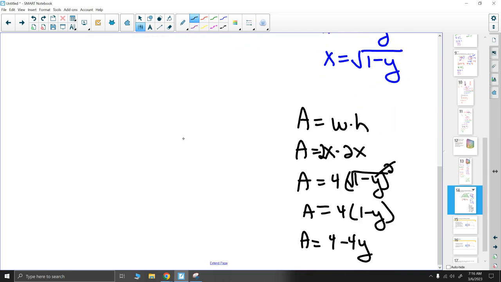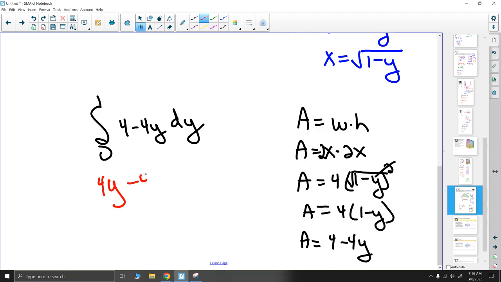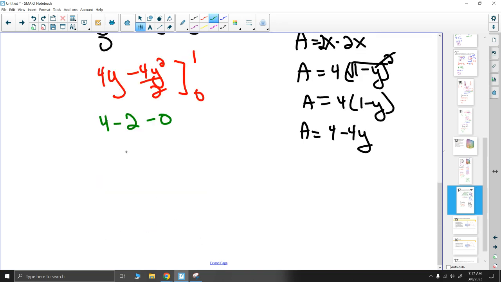We're going to integrate it. The integral from 0 to 1 of 4 minus 4y dy is going to give us, we've been doing a lot of 0 to 1s mostly because it just makes my math easier, but we can do it from anything. We get 4y minus 4y squared over 2 from 0 to 1. So plugging in our 1, we have 4 minus 2 minus 0. So that would be 2. And that is our volume.